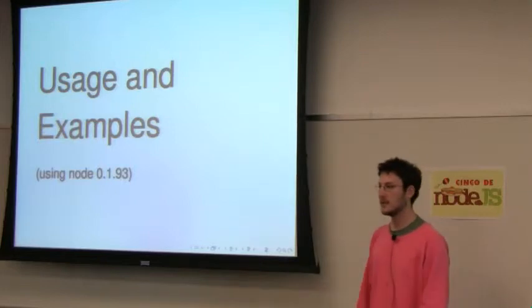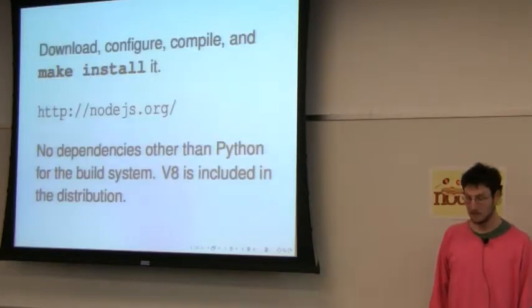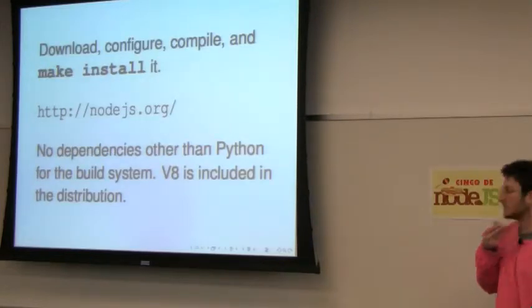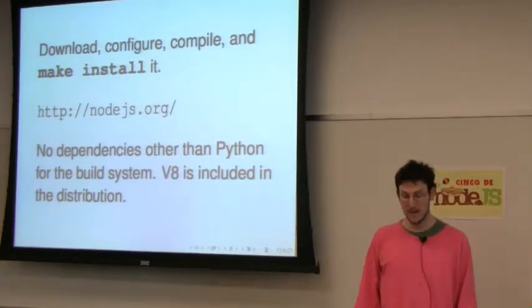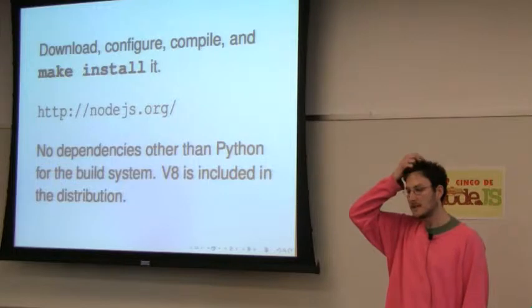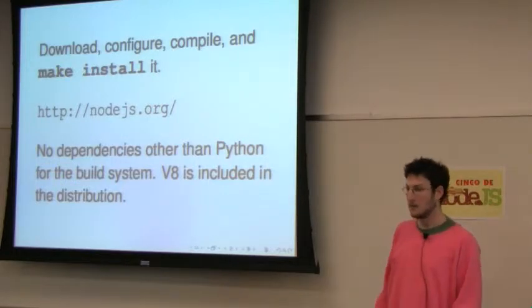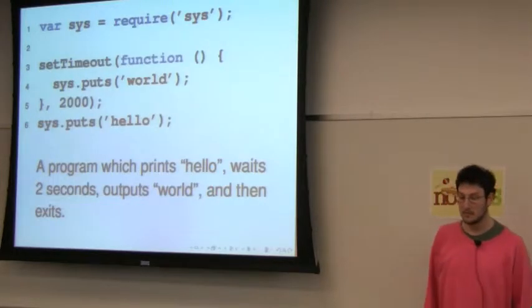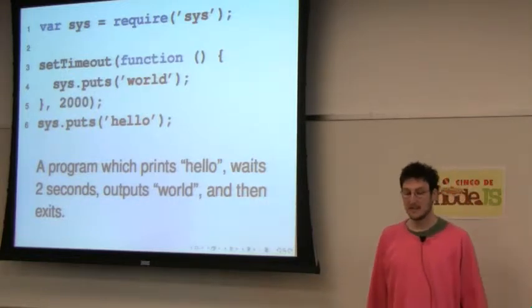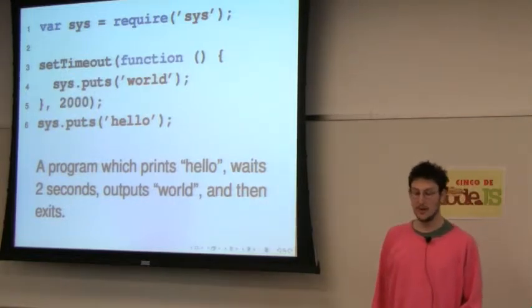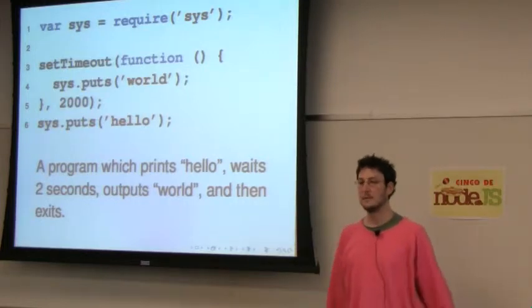Okay, so quickly, a couple of examples. To use it, you download it, you configure, make install. There's no dependencies other than Python. V8 comes with it. So here's an example. We're going to load the sys library, which allows you to output stuff to the console.